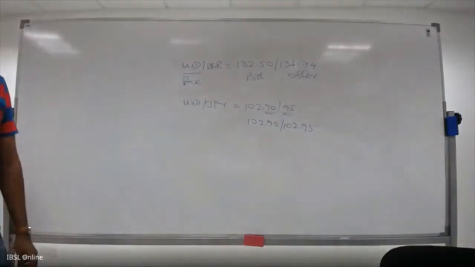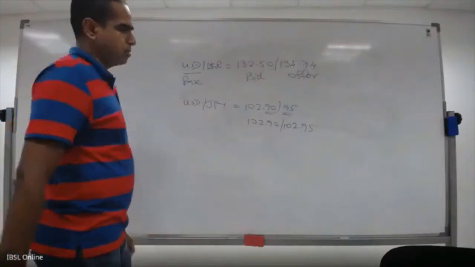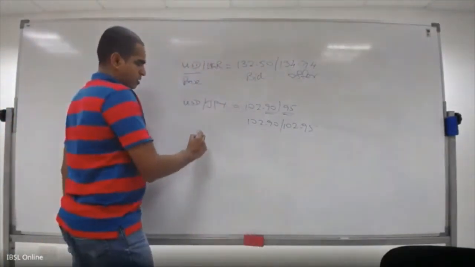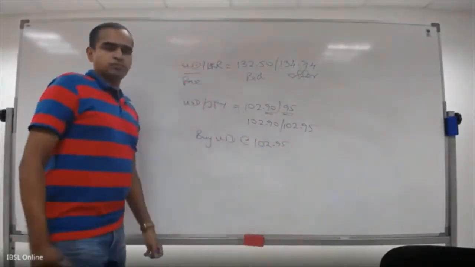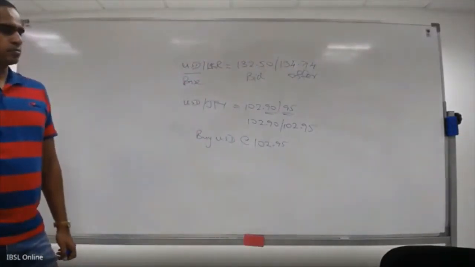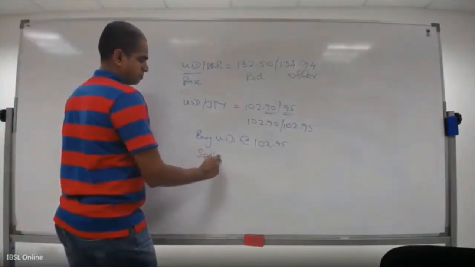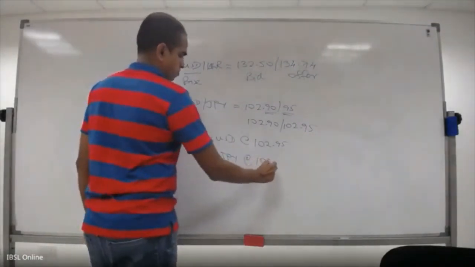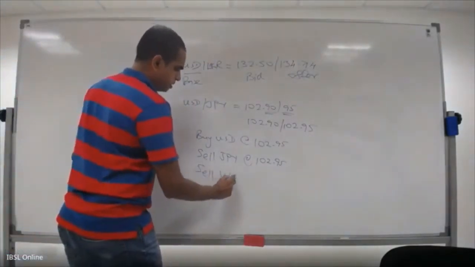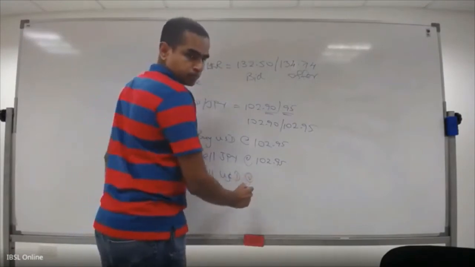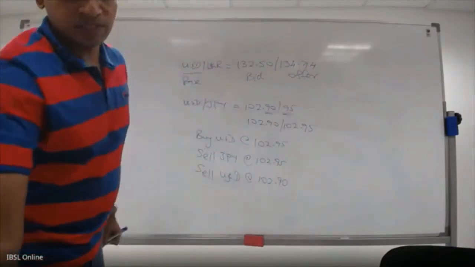At what rate, base currency is the dollar, at what rate can you buy dollars? Or at what rate can you buy the base currency? You can buy the base currency at the offer. Buy US dollar at 102.95 at the offer. What rate can you sell yen? Sell yen at 102.95. What rate can you sell dollars? At the bid, which is 102.90. Simple as that.